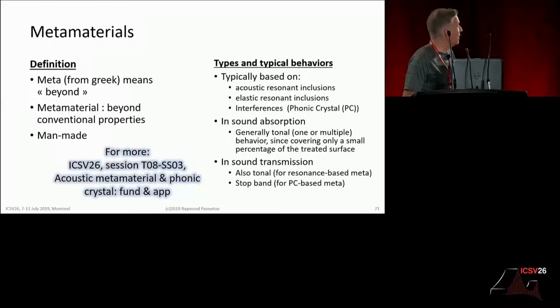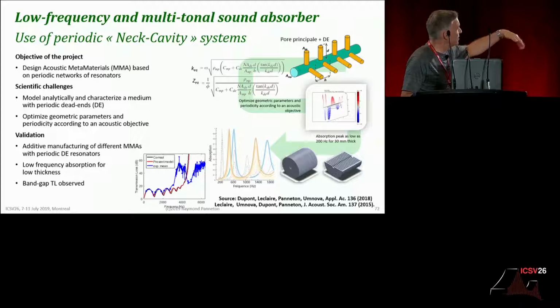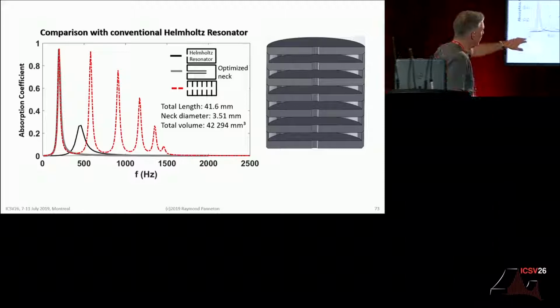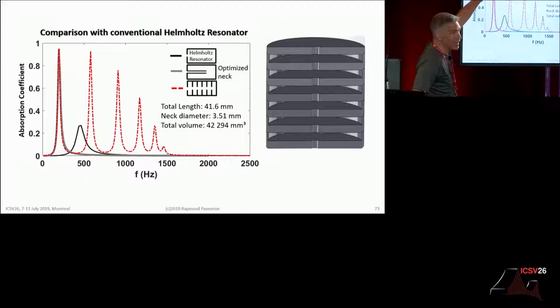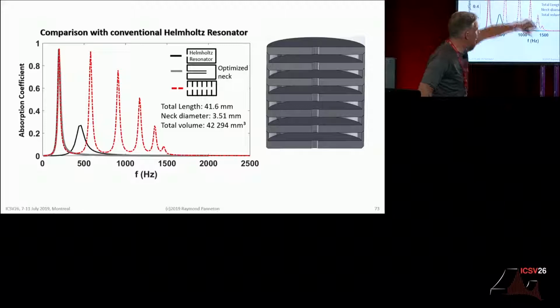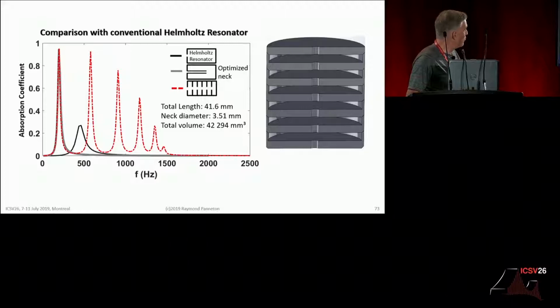We can have a low frequency multi-tuned sound absorber using a periodic neck cavity system that is optimized to given frequencies. They can create sound absorption for a given volume. The sound absorption will be much better than a classical Helmholtz resonator. Here, this is the classical Helmholtz resonator. If you use the periodic one, you will see the red curve. If you optimize the neck of the resonator, you can have the same peak at the same first frequency, but the periodic one will present other peaks that absorb the sound quite importantly.